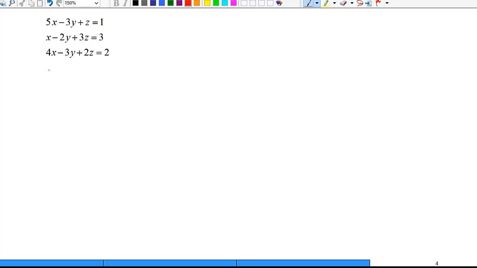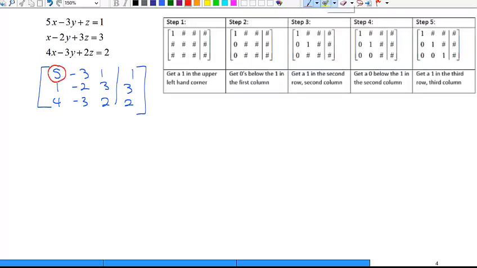For our next problem, again, it looks like a normal system of equations, so we're going to go ahead and get the augmented matrix. 5, negative 3, 1, 1, 1, negative 2, 3, 3, 4, negative 3, 2, 2. I want a 1 up in the upper left-hand corner.